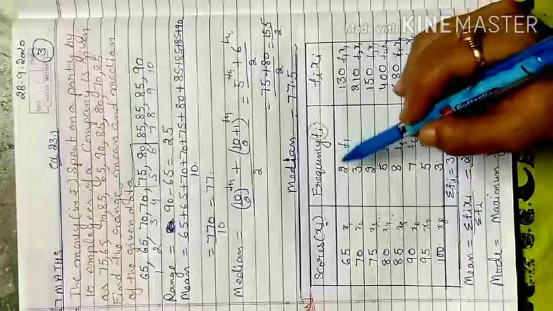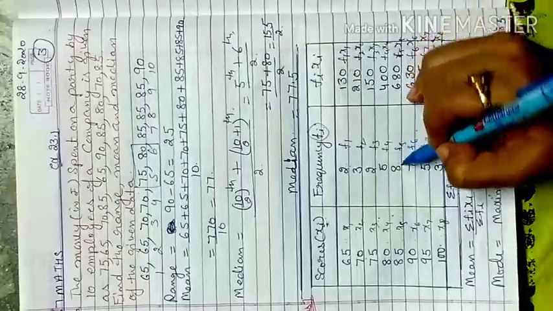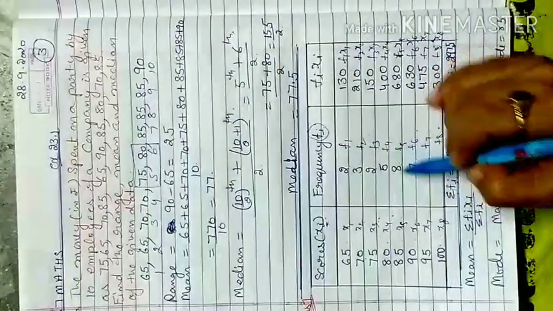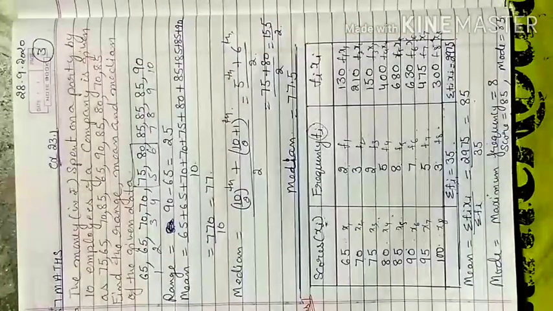अब मोड निकालना है। मोड निकालने के लिए सिर्फ इतना ही देखना है कि इसमें सबसे ज़्यादा फ्रीक्वेंसी किस नंबर की है। 8 इज़ द मैक्सिमम फ्रीक्वेंसी, 8 के आगे स्कोर लिखा हुआ है 85, तो दैट मीन्स 85 रिपीटेड maximum times in my raw data, and that's why my mode is equal to 85.